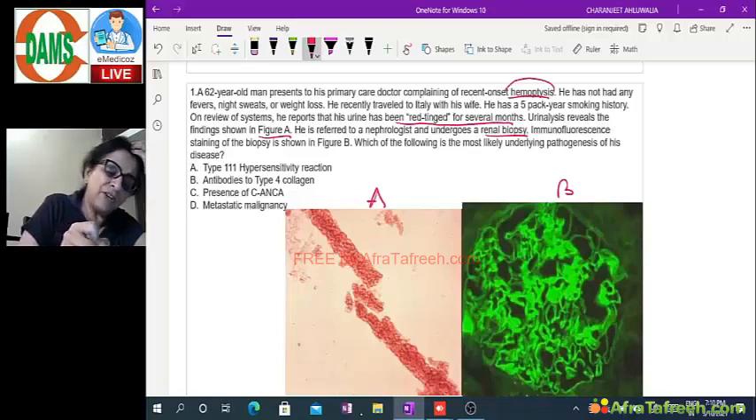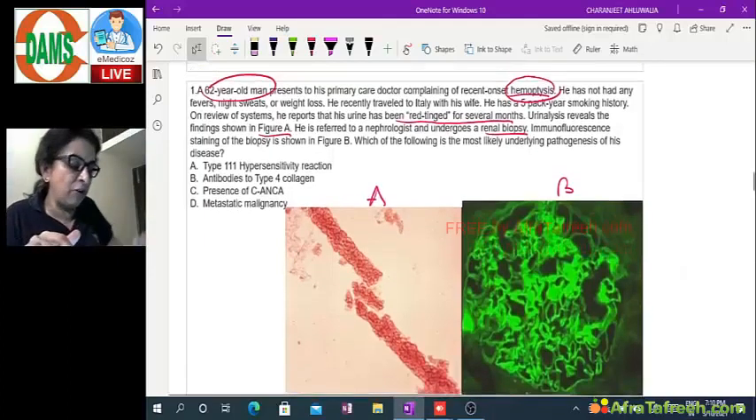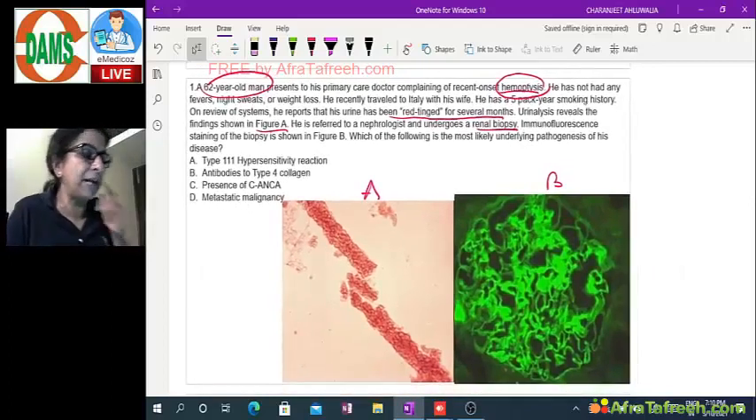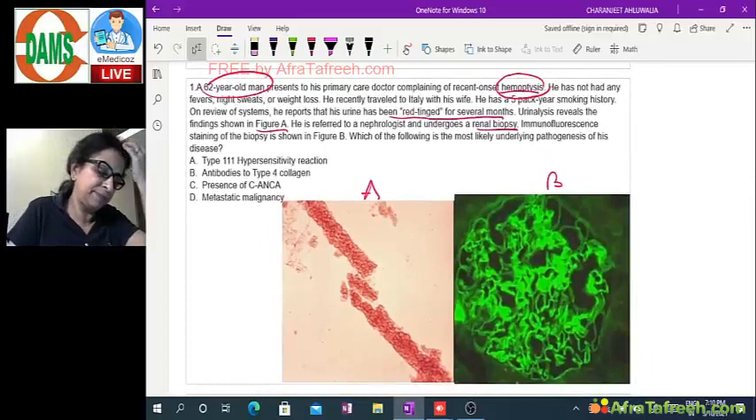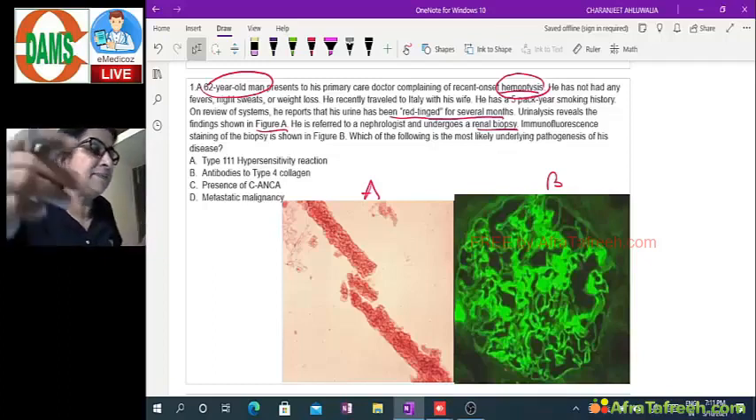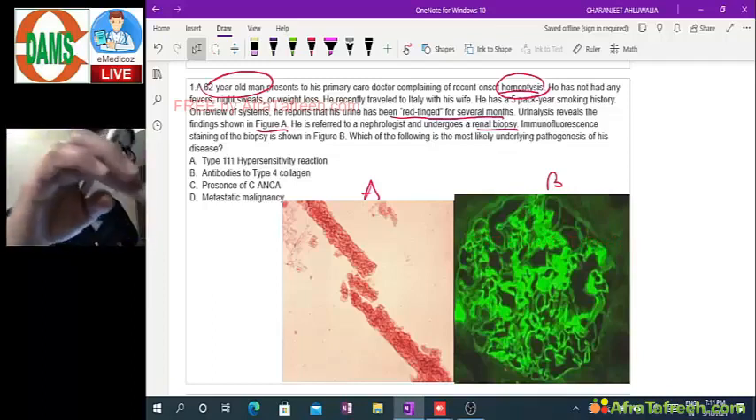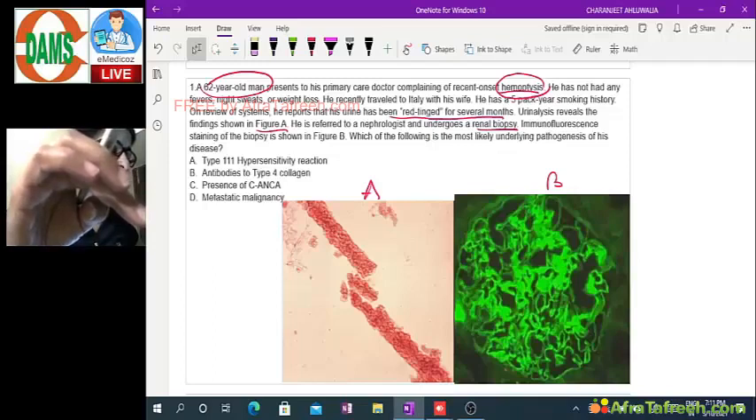Okay, now he has a history of hemoptysis also. 62 years old male. Now look at Figure A. Any of you, what is the answer to this question? Any idea? What are we talking about here? And look at this immunofluorescence picture, what does it look like? I showed you this just before. Any idea?